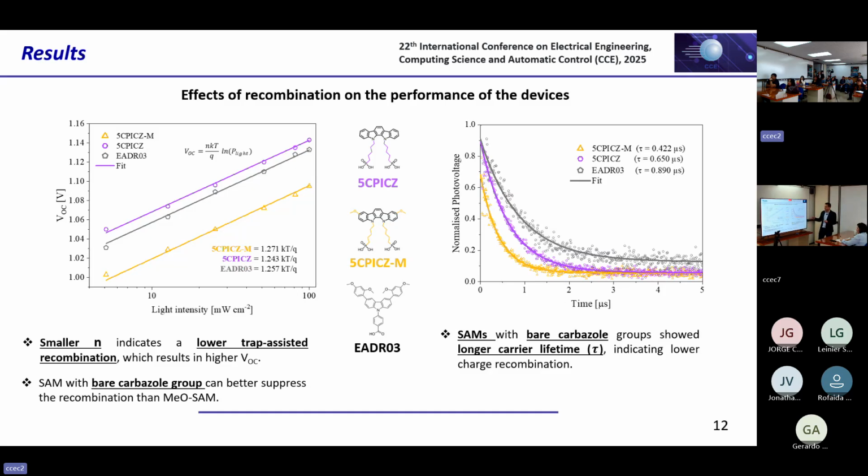That means the lifetime of the charge is longer, and then they do not recombine too fast in comparison with the other. In the case of the SAMs without the methoxy, we have a longer lifetime. That means the charge cannot recombine as fast in comparison with the SAM with the methoxy.